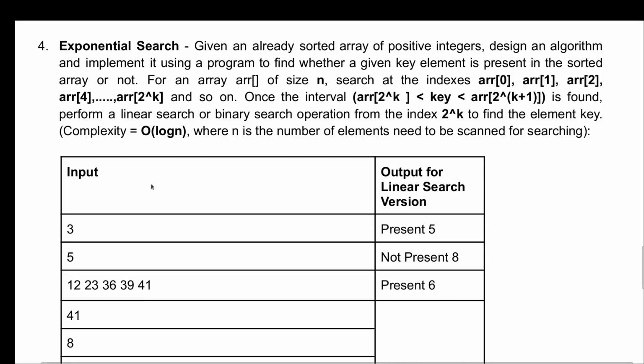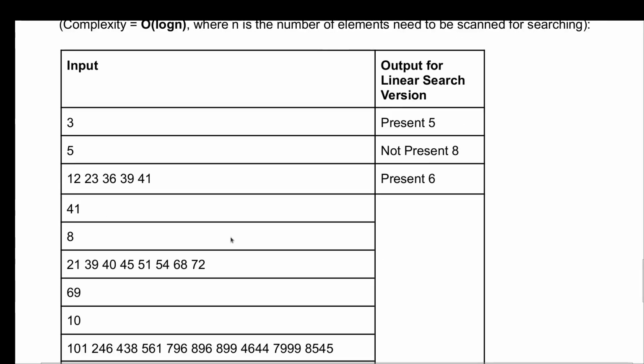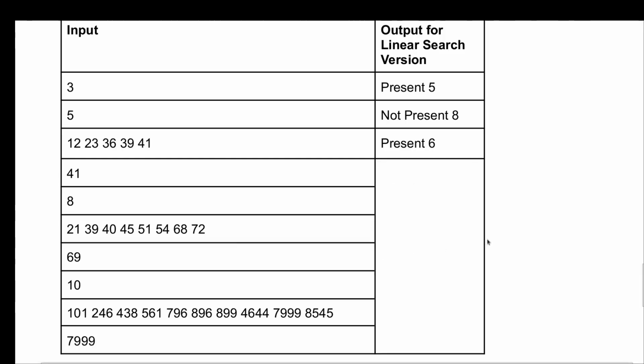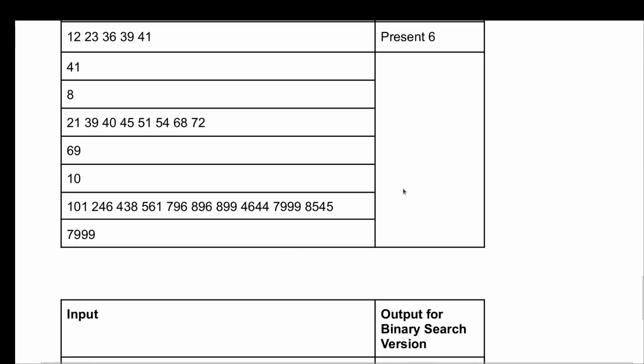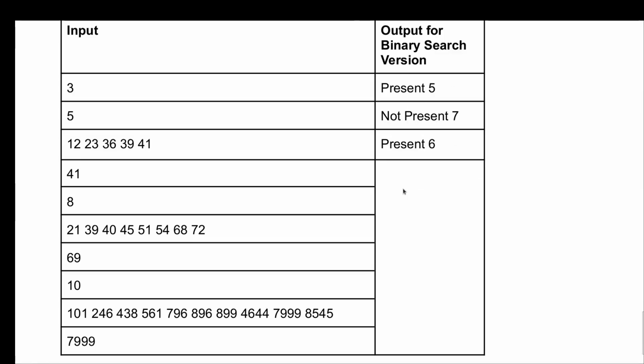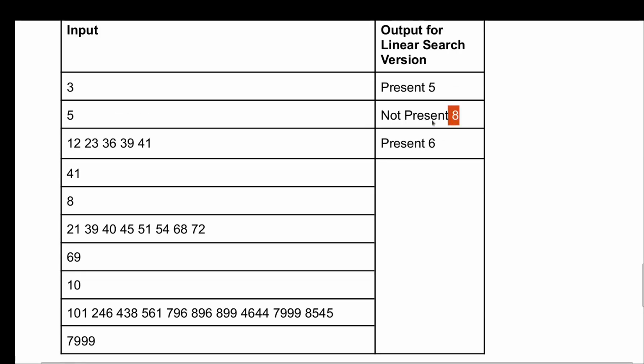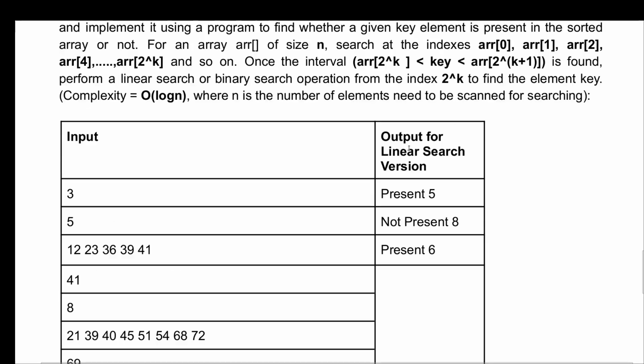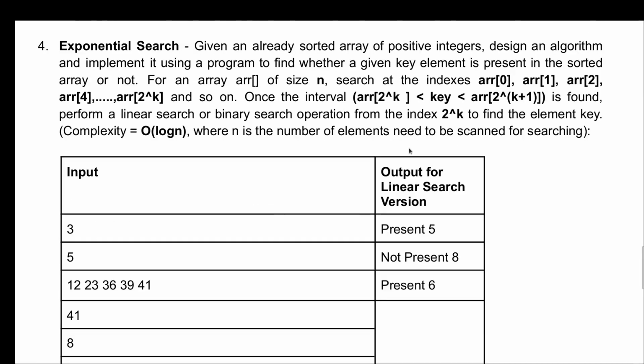I have created two output samples here, one for linear and one for binary. There is a little bit of difference: we are getting 7 comparisons here, but in this case we are getting 8 comparisons. Okay, so we have already discussed the problem a lot.